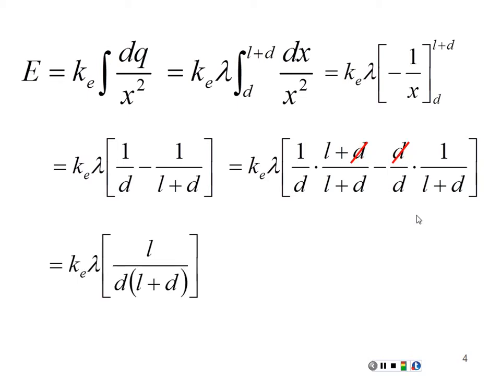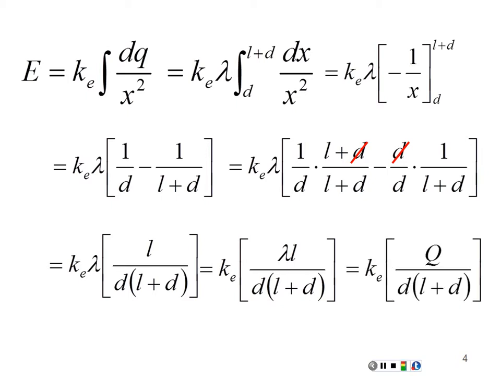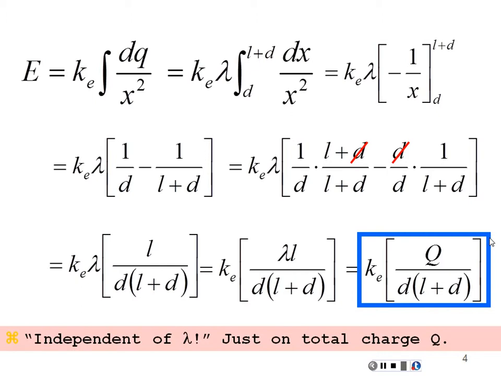And we have k lambda times L over d times L plus d. But lambda is the charge per length, and if I multiply that by the length, I'm just getting the total charge on the rod. So we have k times the total charge Q over d times L plus d. That is the E field, a distance d away from one end of our rod of length L. It's independent of lambda itself because ultimately we're just looking at the total charge Q on the rod.